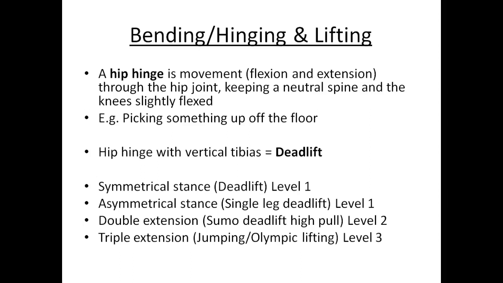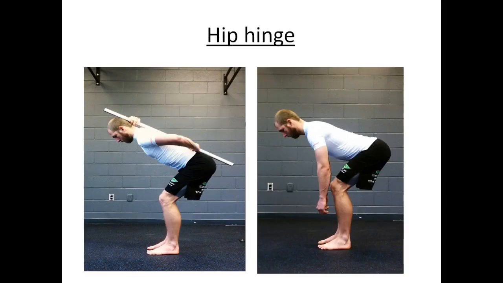So we've got a symmetrical stance deadlift, that'll be a level 1 movement. An asymmetrical stance deadlift, that's a single leg deadlift. Again, that's a level 1 movement, more challenging. Then we've got double extension, which is things like a sumo deadlift high pull, that we'll show you another time. And then triple extension, which would be jumping.